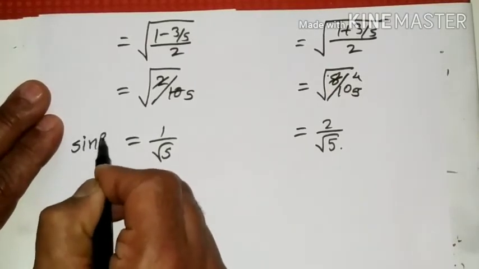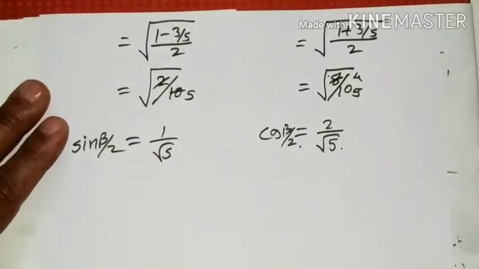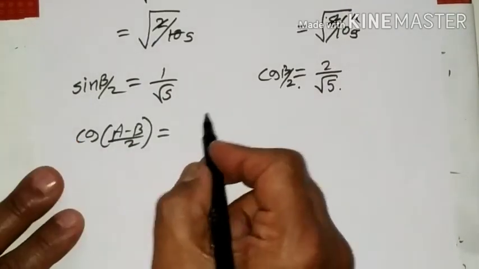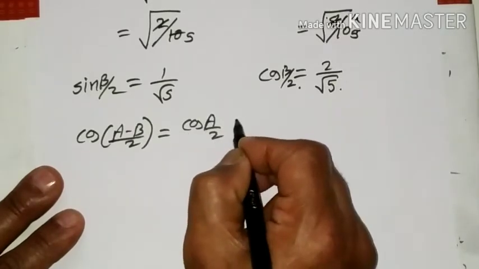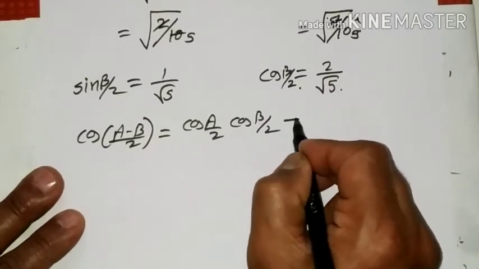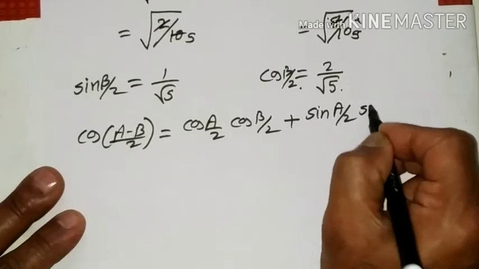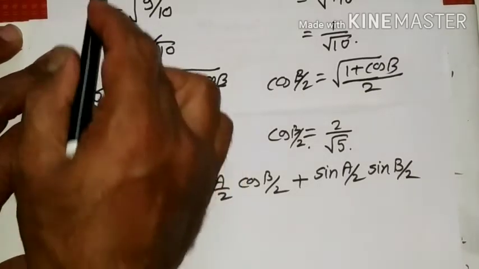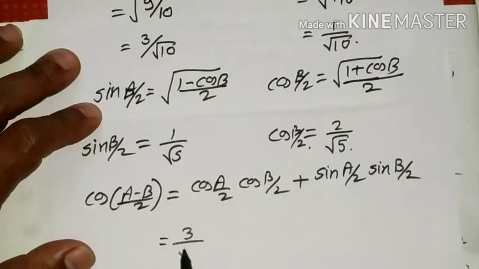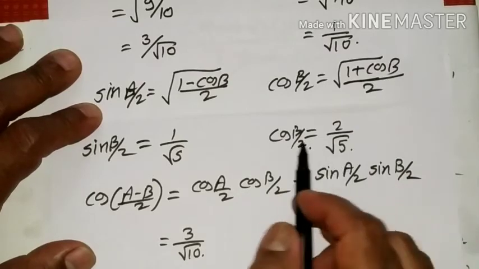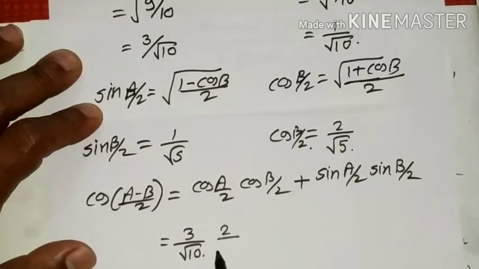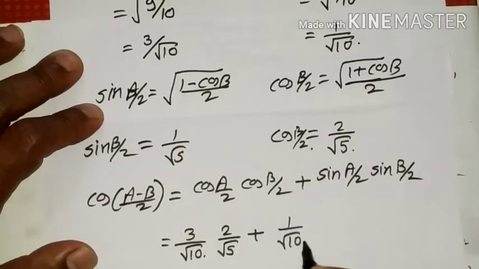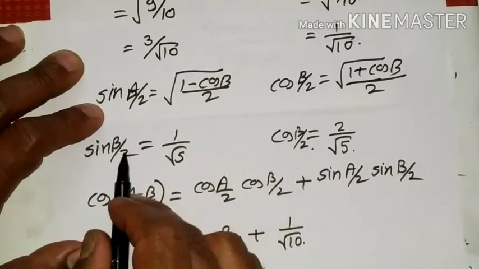Value of sin B upon 2 and cos B upon 2. Then determine cos of (A minus B) upon 2, which is equal to cos A upon 2 cos B upon 2 plus sin A upon 2 sin B upon 2. The value of cos A upon 2 is 3 by root 10. The value of cos B upon 2 is 2 upon root 5, plus sin A upon 2 is 1 upon root 10, and sin B upon 2 is 1 upon root 5.